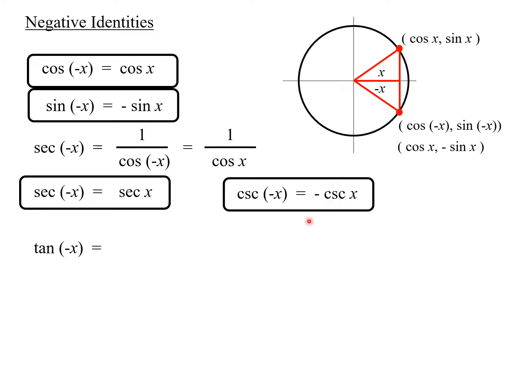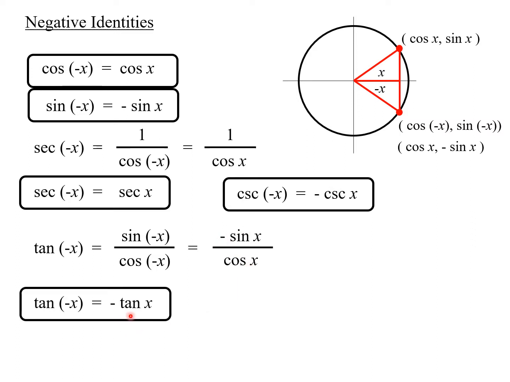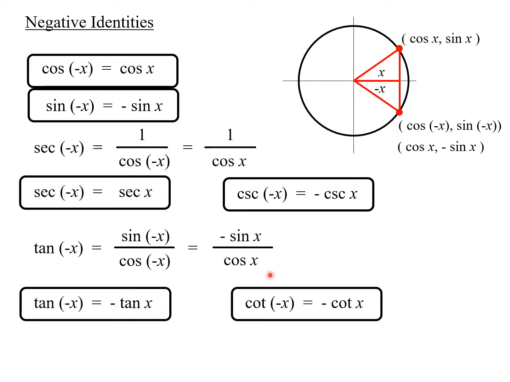Okay, now let's talk about the tangent. The tangent of negative x is the sine of negative x over the cosine of negative x. The sine of negative x is the negative sine of x, and the cosine of negative x is the cosine of x. And so what this gives us is the negative of the tangent of x. And by the same reasoning, we can come up with the identity for the cotangent, and it ends up being the same, which makes sense if you think about it, I hope. So these are the negative identities. Okay?